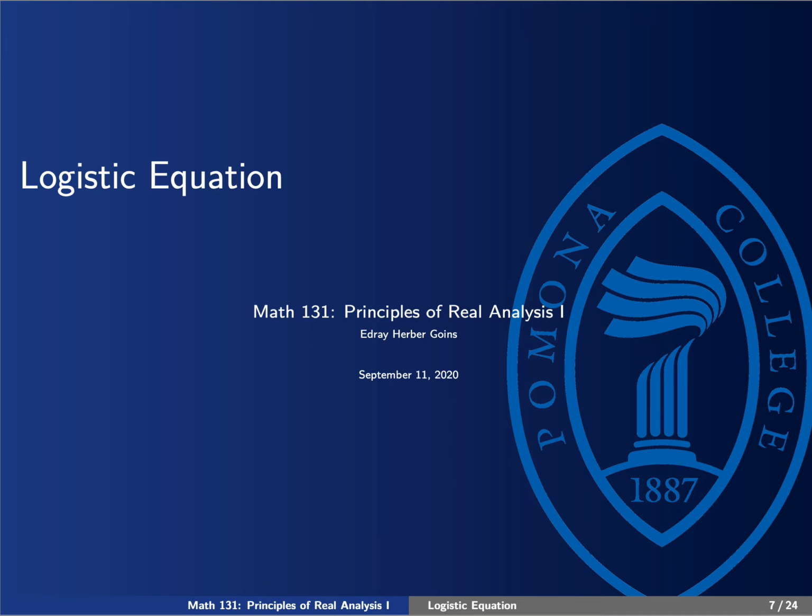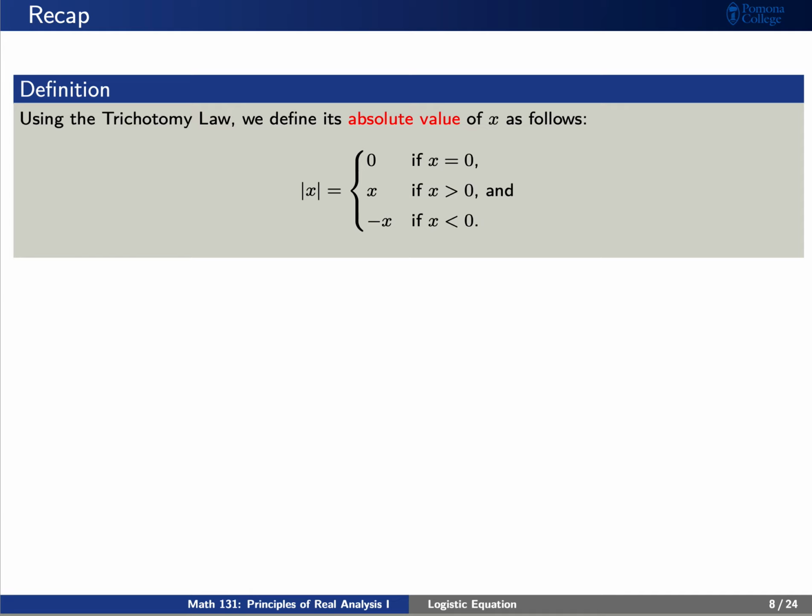We're going to talk about the logistic equation. To this end, let's recap a few ideas, starting with absolute values. Recall that the absolute value given an ordered field F is defined as follows. Given a number x, we'll say that its absolute value is 0 if x is 0, its absolute value is x if x is positive, and its absolute value is negative x if x is negative.